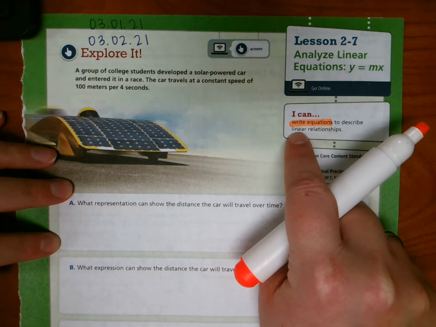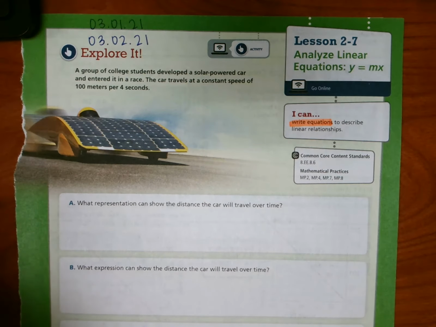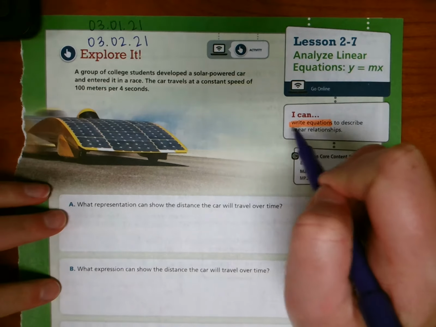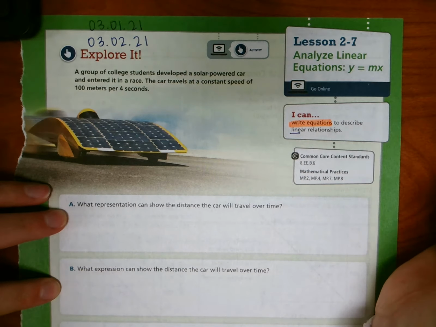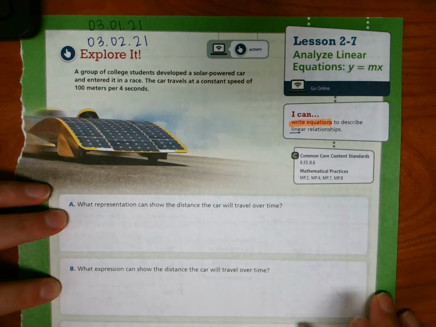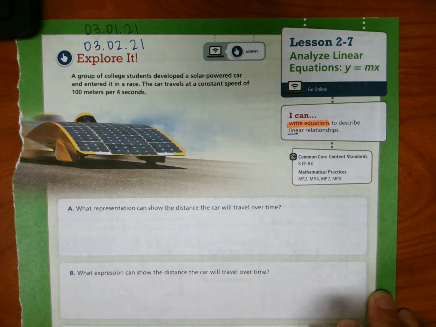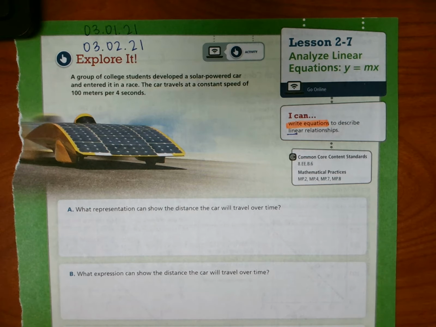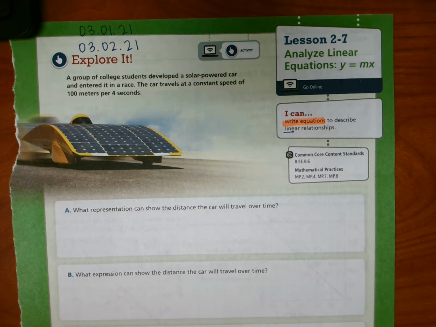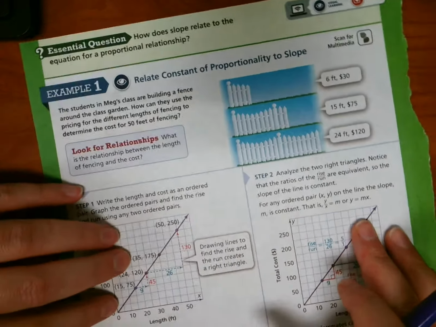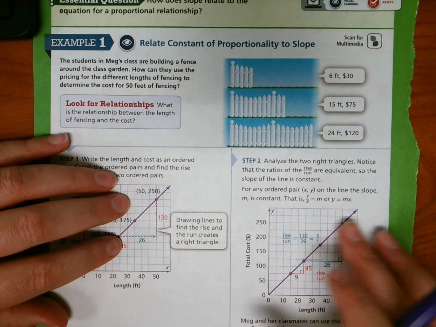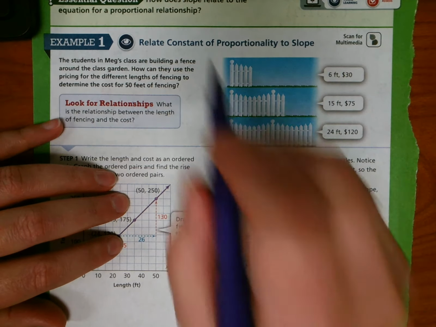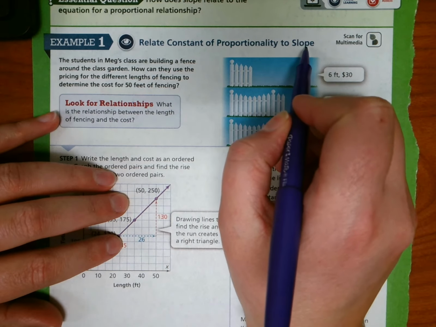Okay, notice the word linear has the word line in it. We've been looking at lots of lines. They're called linear relationships. So I'm going to go ahead and turn the page to page 134. Looking at example 1. Relate constant of proportionality to slope.